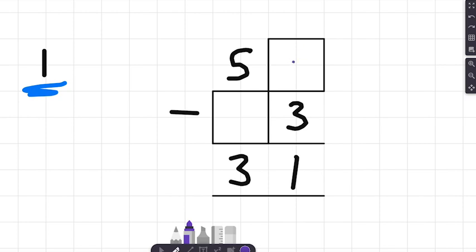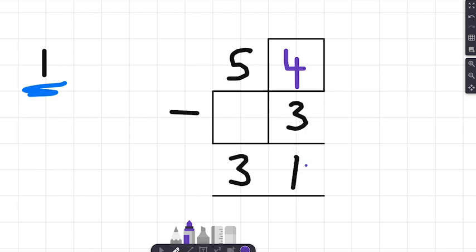Well, I would always start with the units first of all, and then go to the larger place value columns, and that's so that if there's any carrying, exchanging, or sort of regrouping, then we can deal with that in the right order. So if I look at this first part of the question, we've got something take away 3 leaves us with 1 unit. So if we reverse that, 1 plus 3 is 4. So if this is 4, 4 take away 3 is 1.